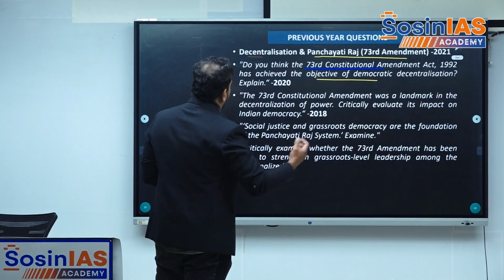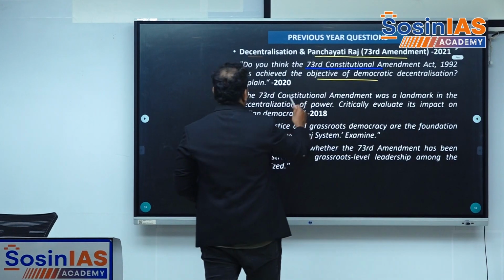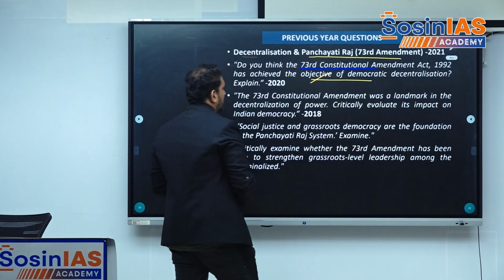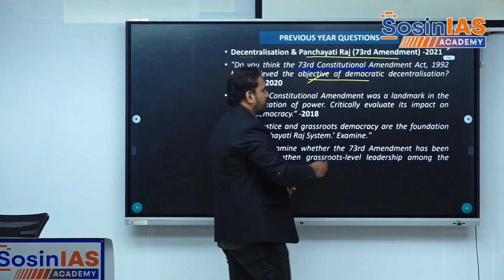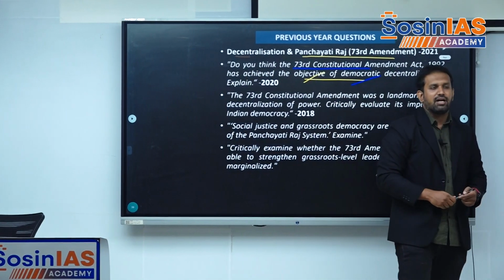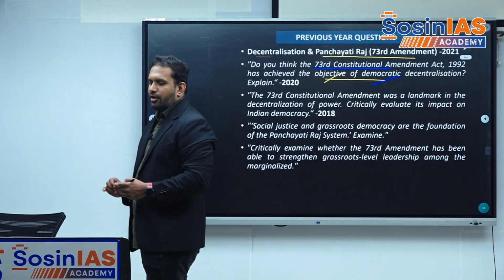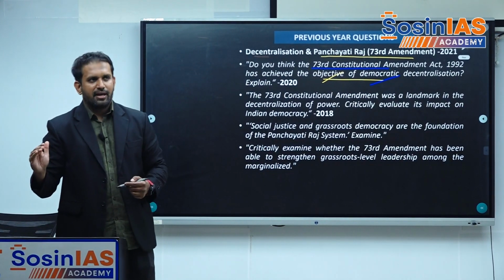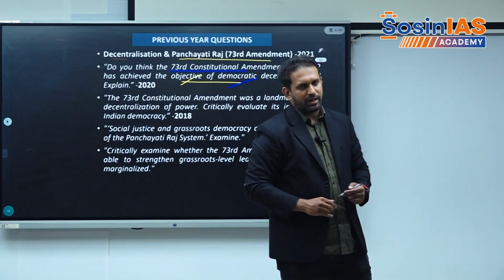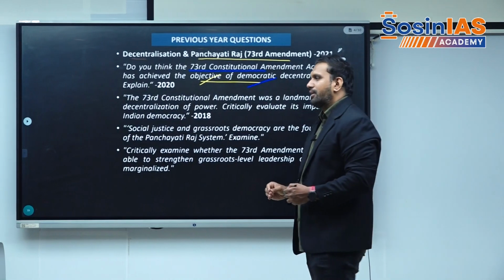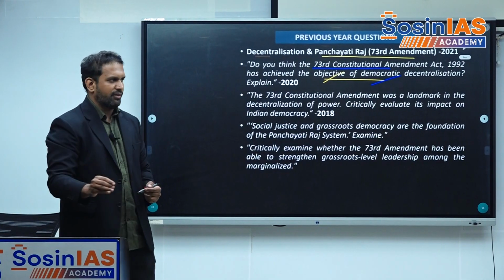So there are good things with regard to democratic decentralization. Whenever they ask, do you think the 73rd and 74th Constitutional Amendment Act, especially the 73rd, nothing but PRIs here, has achieved the objective of democratic decentralization or not? If they ask you this question in your examination, you have to talk about the establishment, how the establishment of Panchayat Raj institutions happened. You have to write 4 or 5 lines on it. Then you have to write what the meaning of democratic decentralization is. You have to define that also.